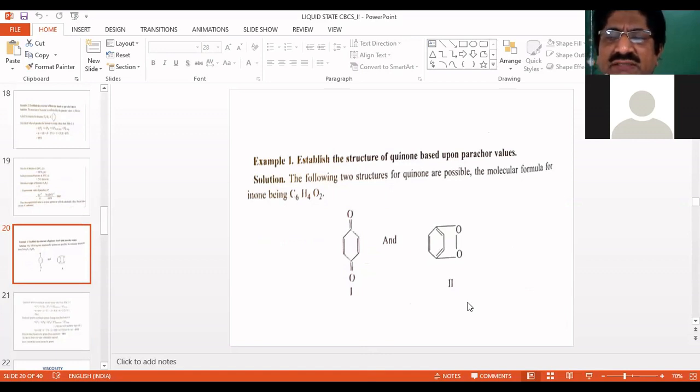Can anybody tell me which is the correct structure? Structure 1 is correct or structure 2 is correct? Just on your mic and tell me. Sir, structure 2. First structure is correct structure. Okay. The second structure is not correct.